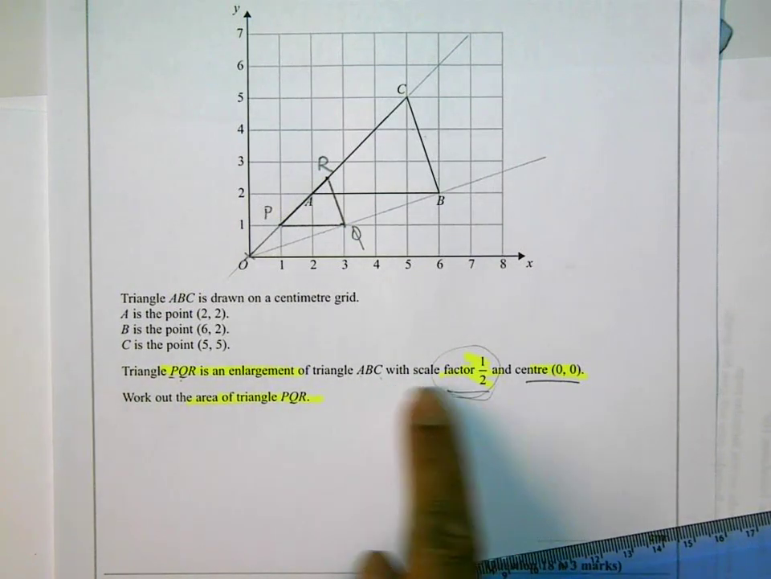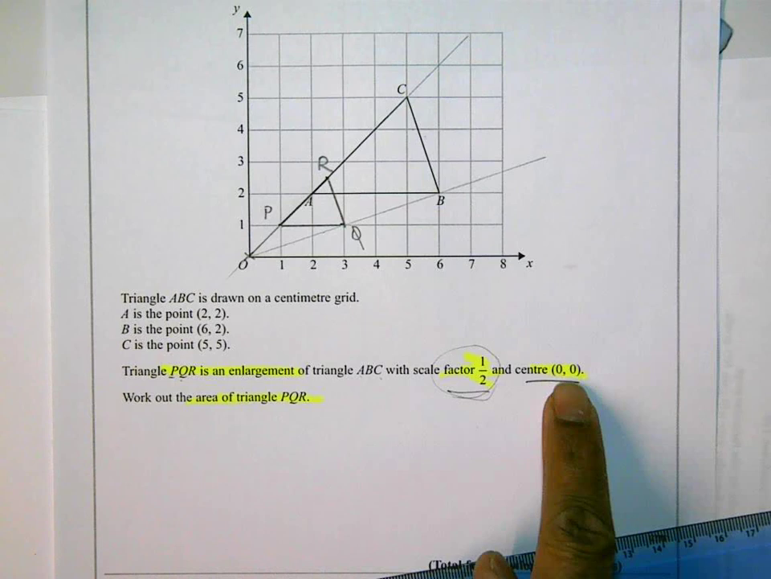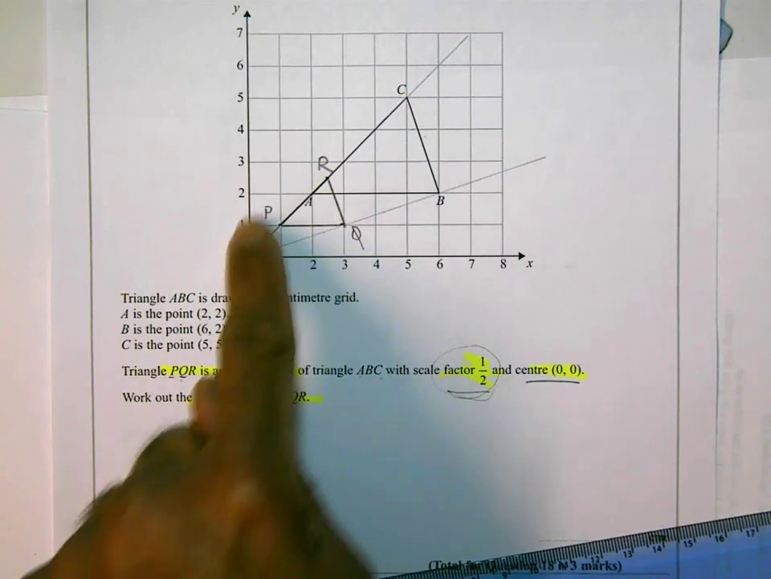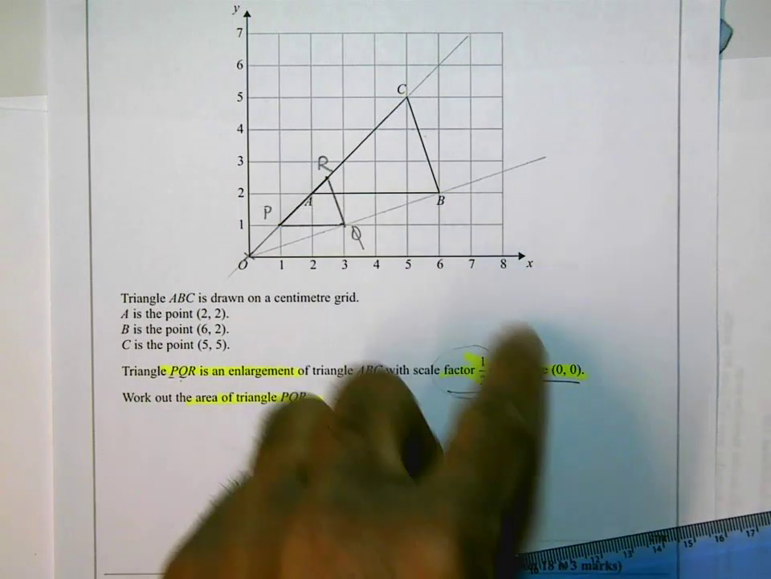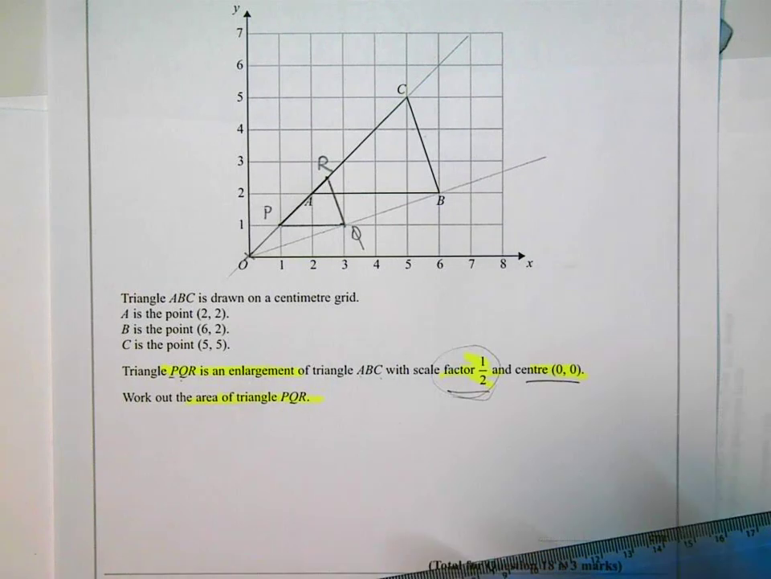So what I've just done is drawn the enlargement of triangle ABC with a scale factor of a half and center (0, 0). That's its enlargement, scale factor a half. So it's actually been reduced by a factor of a half. So it's been made smaller. Now the question, however, asked, work out the area of triangle PQR.